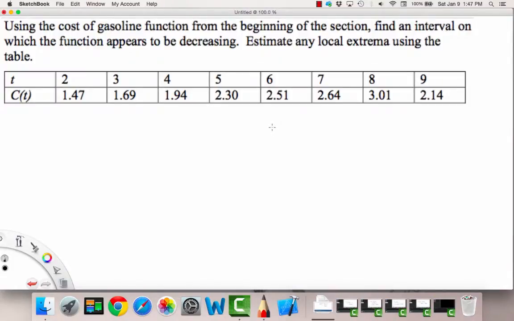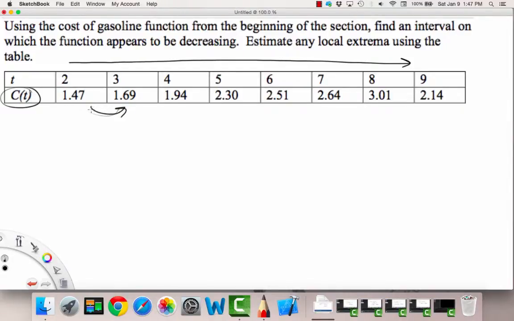We're going to use the cost of gasoline function. It says from the beginning of the section, but we don't have to worry about that. We're going to find an interval on which the function appears to be decreasing, okay? And then we're going to estimate any local extrema using this table, all right? So let's see. For each increasing t, because we always look in the direction of increase in our independent variable, so we're moving to the right, left to right, what we want to see is whether our cost, our dependent variable, the value of our function, is increasing or decreasing as we make each jump here, right?